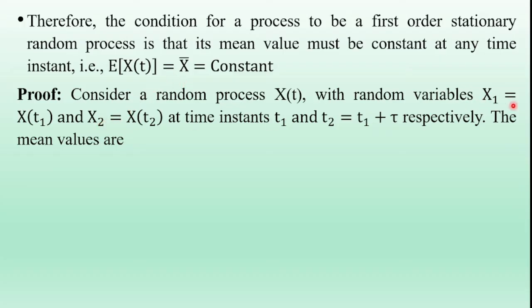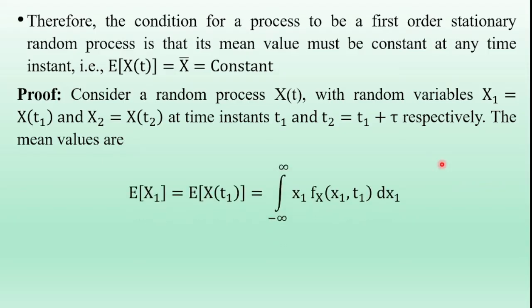So the first random variable x1 is equal to x of t1 and the second random variable x2 is equal to x of t2, at time instants t1 and t2, where t2 is equal to t1 plus tau. The mean value of the random process x of t is given by expectation of x of t equal to integral from minus infinity to infinity of x into fx of x comma t dx. Now the random process x of t has two random variables, x1 equal to x of t1 and x2 equal to x of t2.